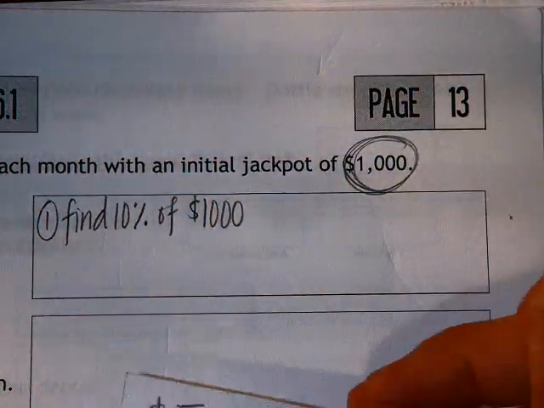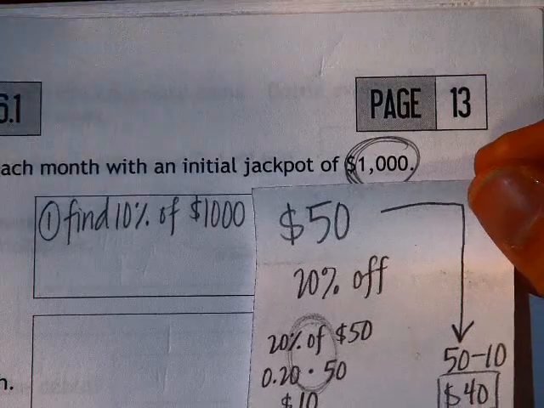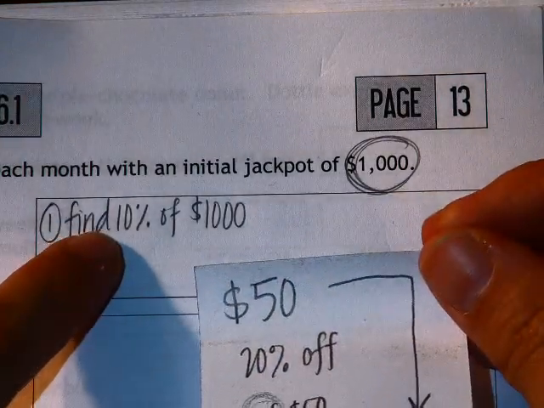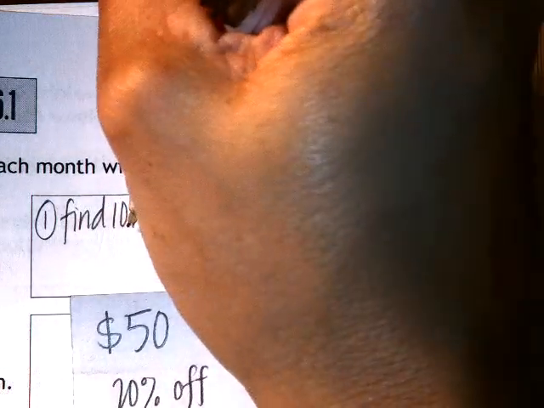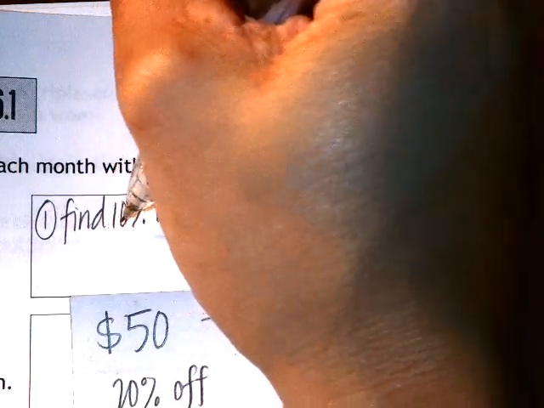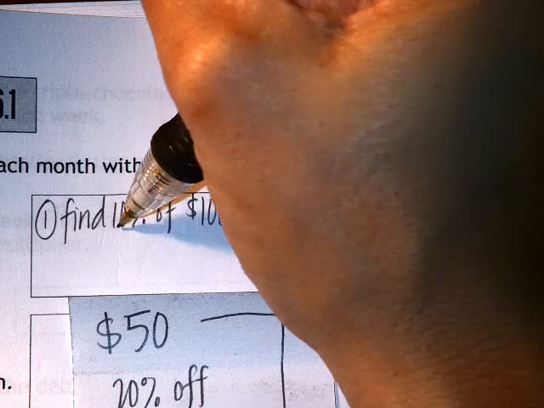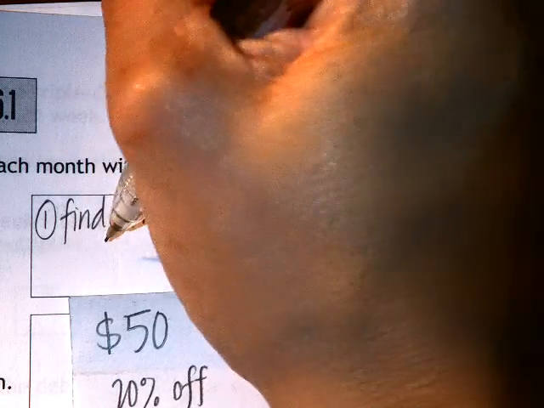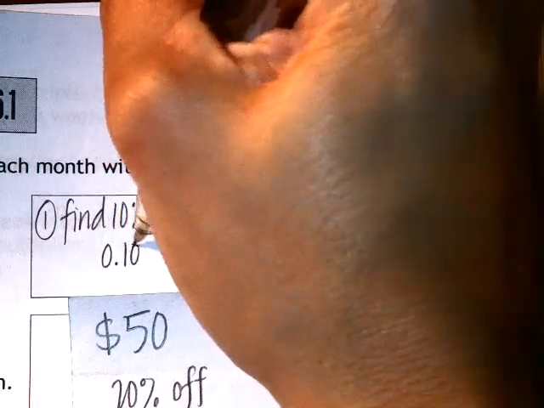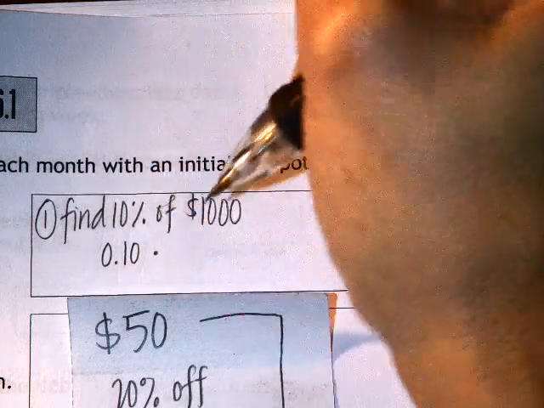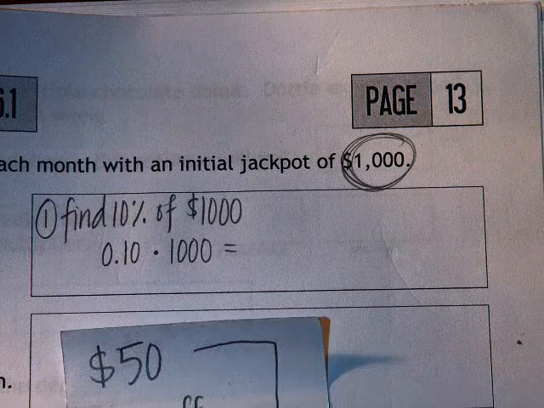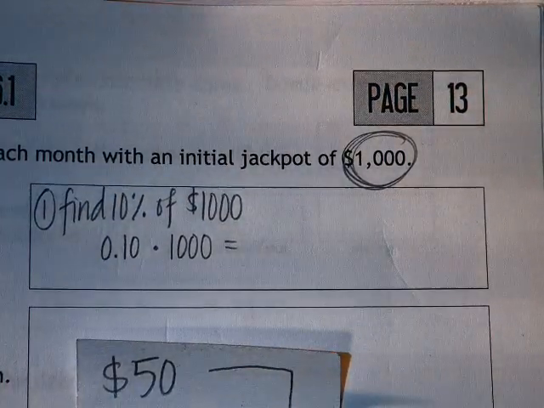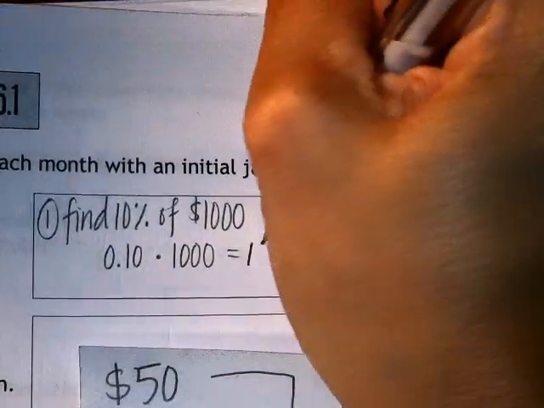And just like we did in the example, that means we can translate this quite literally into an expression we can deal with. 10% means move the decimal 2 places to the left. The decimal is currently after the 0, so 1, 2 makes my decimal 0.10. Of means multiply 1,000. Now I have compatible terms, so I can definitely do that. 0.10 times 1,000 is going to be 100.